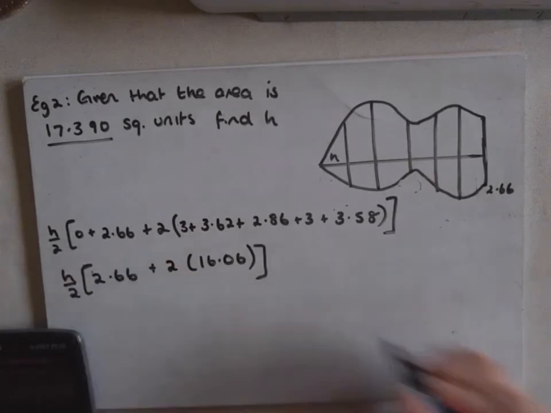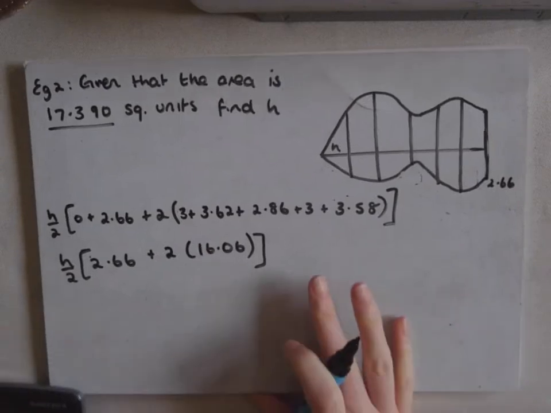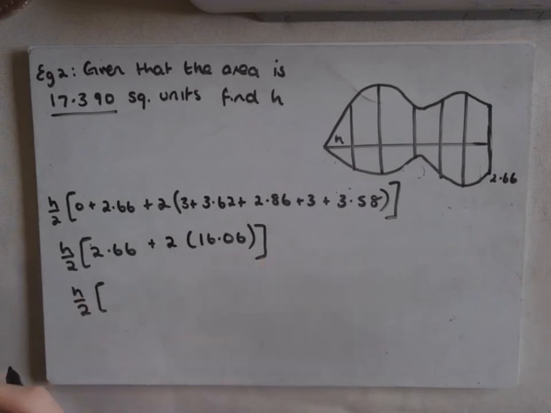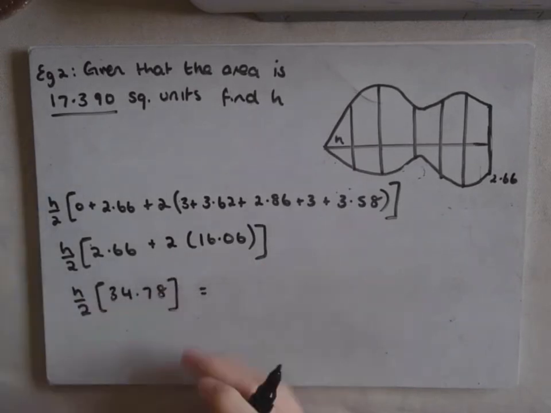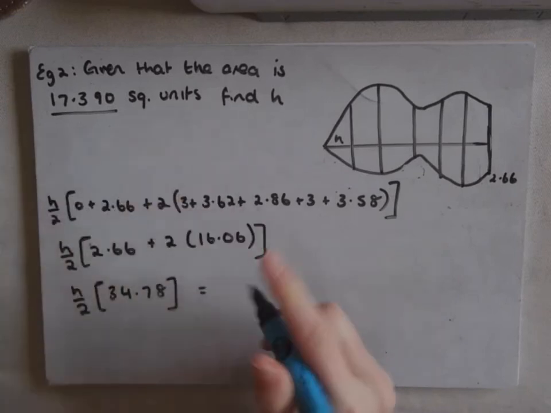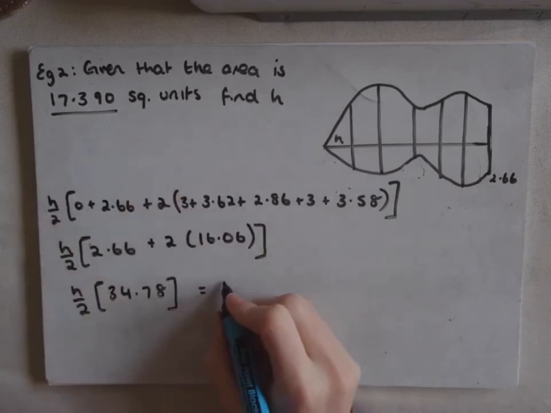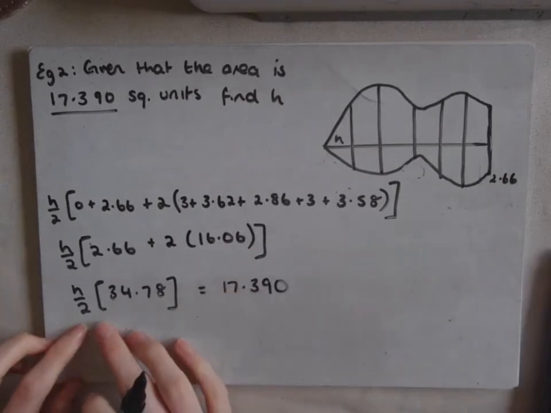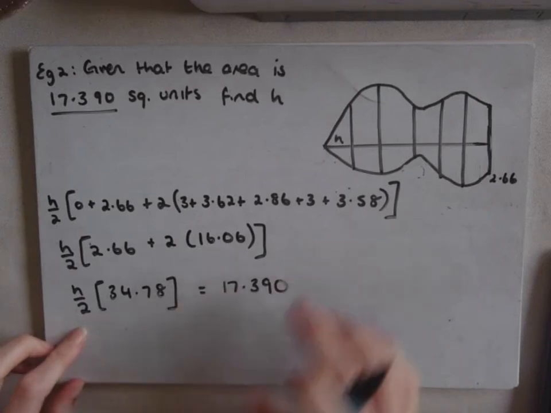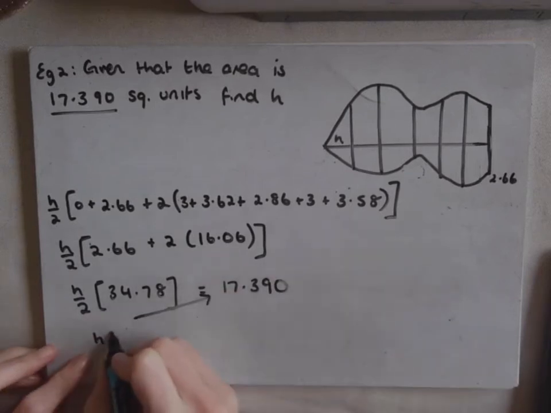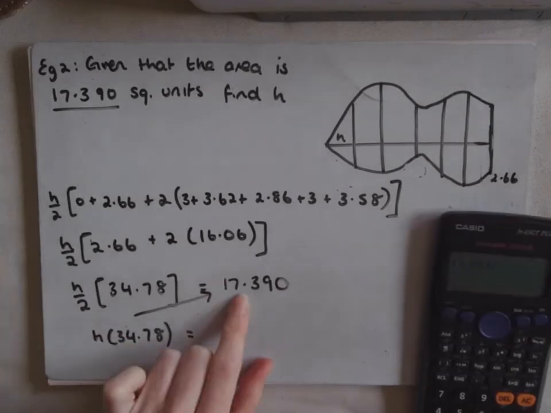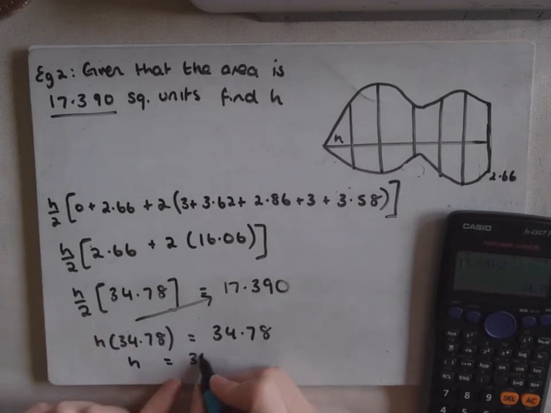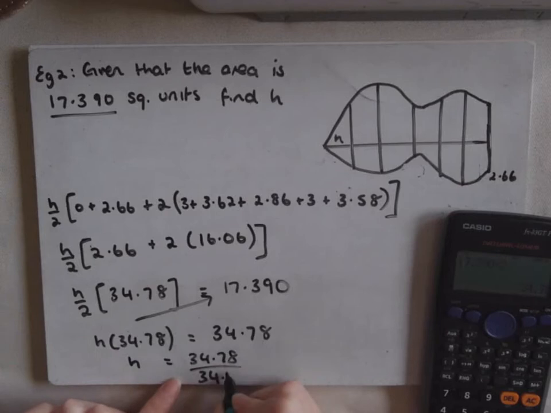Okay, so there's my formula. I can keep going, h over 2, so I'm going to multiply this by 2 and add on my 2.66. So I get h over 2 by 34.78, and I know that my formula, the area, is 17.390. Now, I'm dividing this side by 2, so it comes up to the top and gets multiplied. So h by 34.78 is 17.390 by 2, and I get 34.78. Okay, so I can see clearly h is 1.